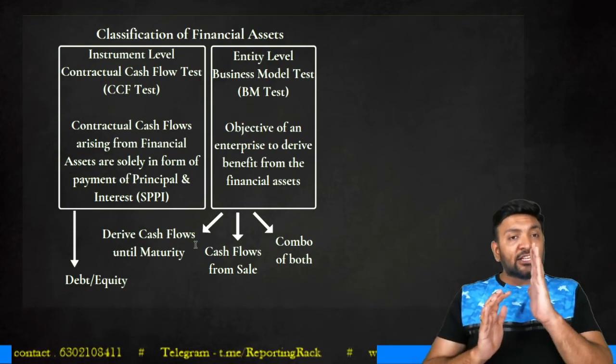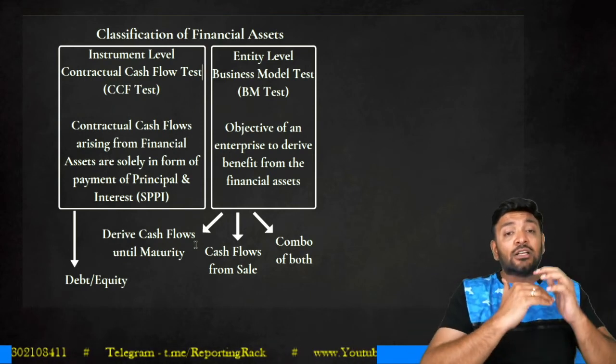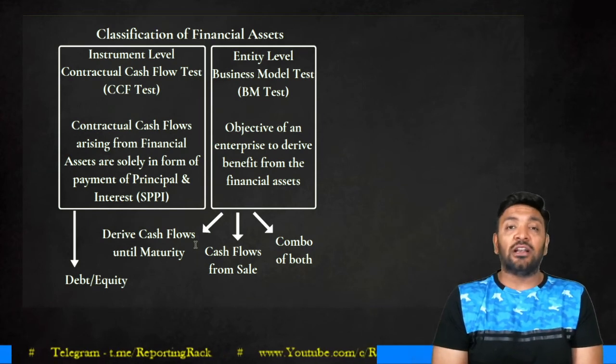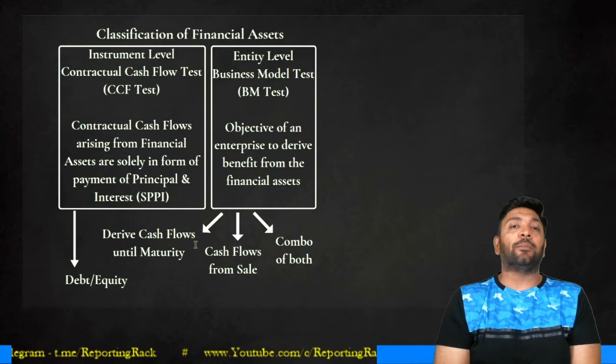Once I apply the instrument level test, the next level of testing is called the entity level test. This is called the business model test. Under a business model, I'll test the intention of the enterprise.